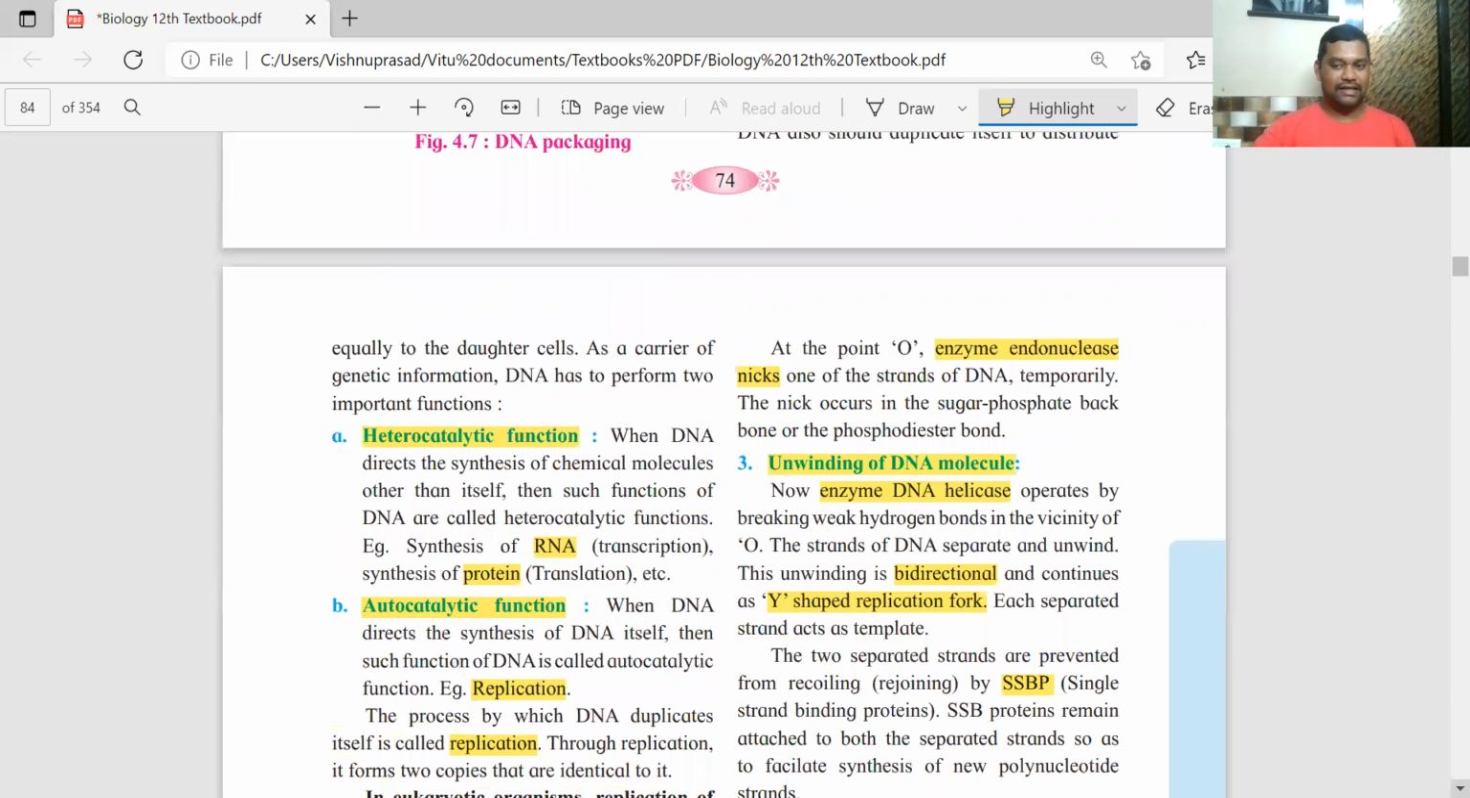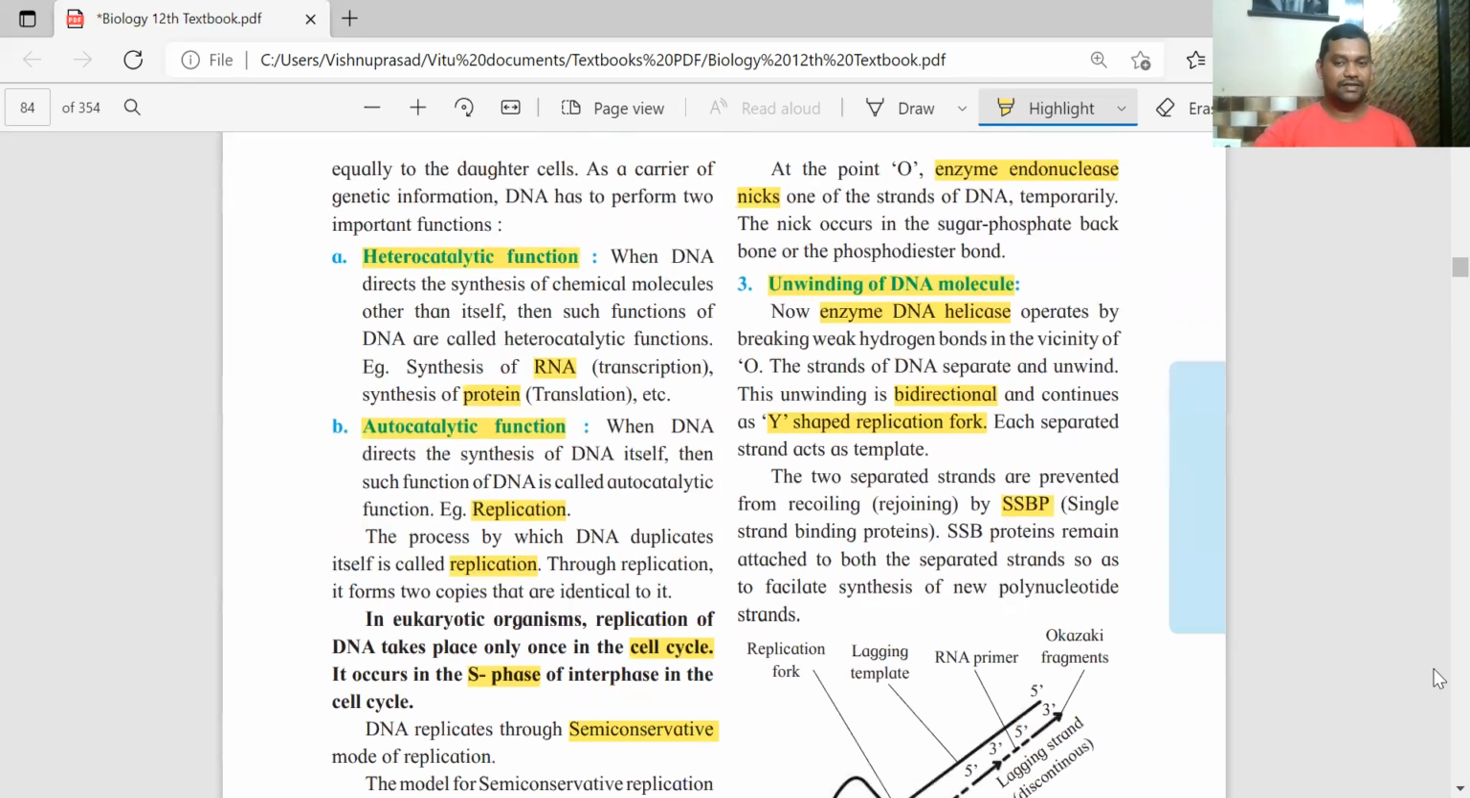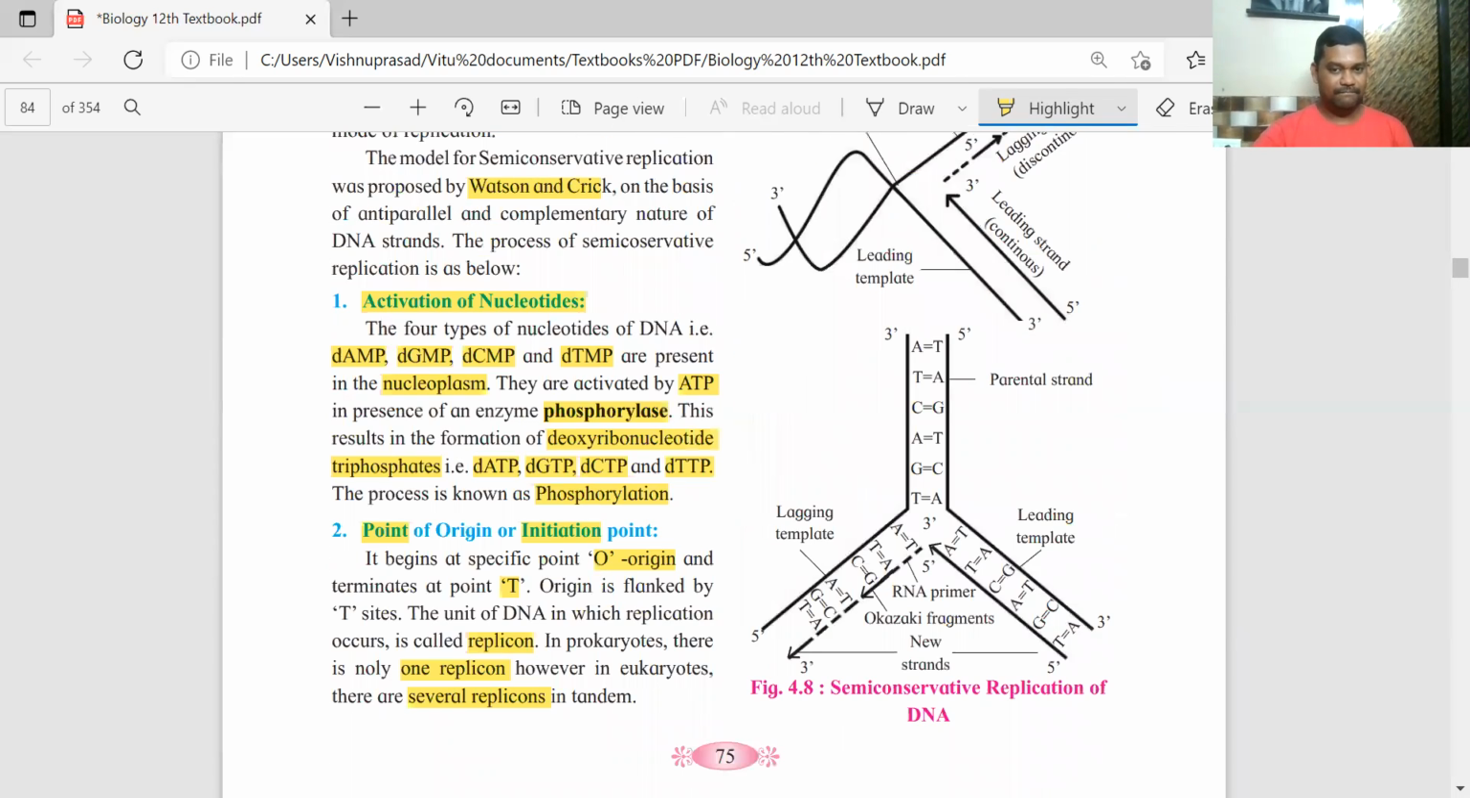So you have to remember SSBP. Its role is to prevent rejoining or recoiling of the separated strands. When you talk about the unwinding of the DNA molecule, two main enzymes come into the picture: DNA helicase, which separates the strands, and SSBP, which binds the separated strands to prevent rejoining.